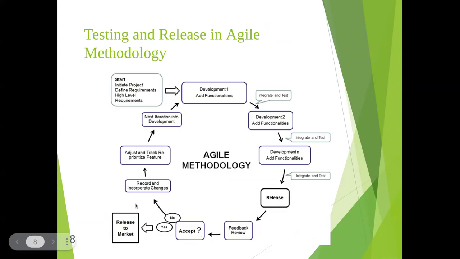After accepting, they record and incorporate feedback, track and prioritize features, and take them into the next iteration of development. Again, the software should be improved. That is the agile method.